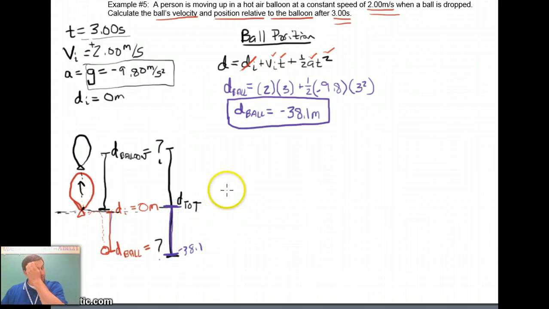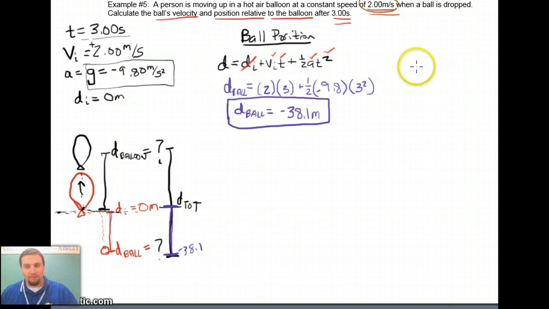Okay. Let's go ahead now and find the position of the balloon. The balloon moves up at a constant rate. Okay, it's moving up at a constant rate of 2 meters every second. This is actually pretty easy to find. It moves up at a constant rate of 2 meters every second for a certain amount of time. The question is, how far did it move? Okay, so let's go ahead and find this for the balloon.